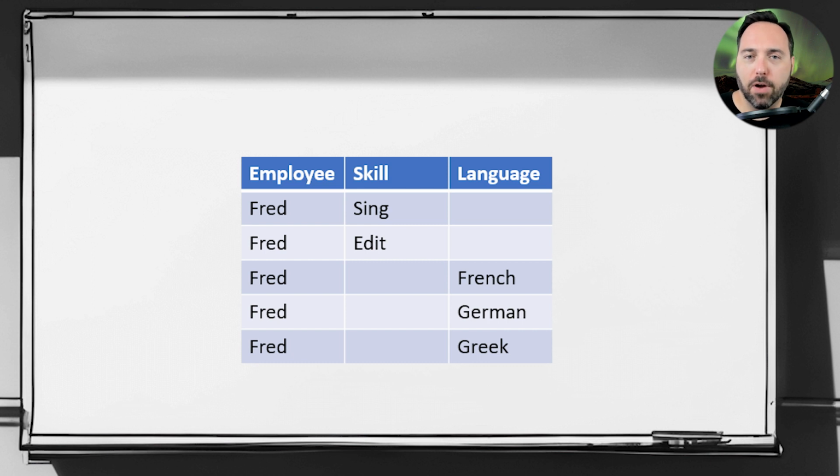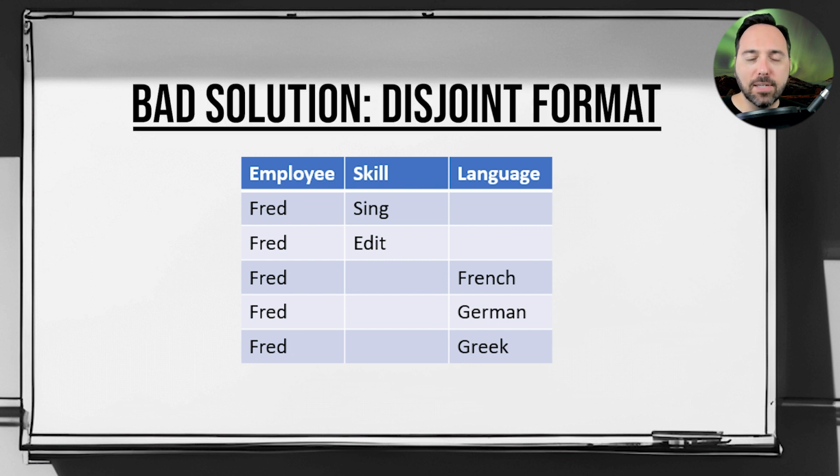Fred is one of our employees. He has a great singing voice and does a pretty good job editing music videos. Fred is also conversant in French, German, and Greek. This is the disjoint format for storing data. There are 2 major problems with this.